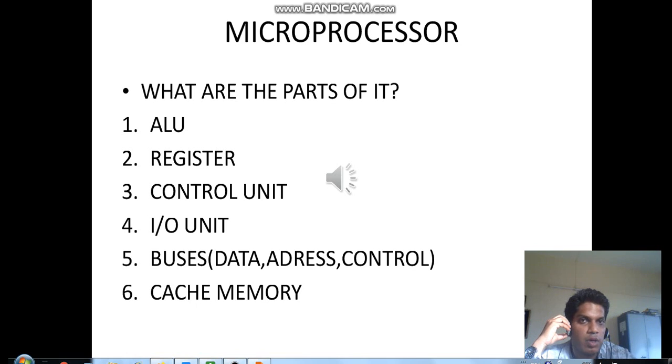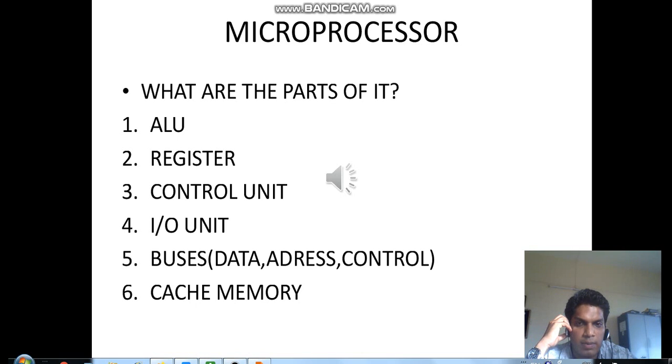First part is ALU, arithmetic and logical unit, which performs all arithmetic and logical operations on behalf of the microprocessor. Second part is register, which is used by the microprocessor to store data temporarily. A register has a very small memory storage capacity. Third part is control unit, which generates various control signals on behalf of the microprocessor.